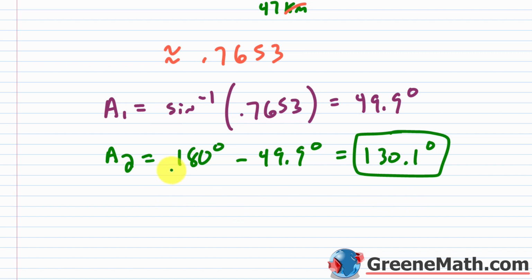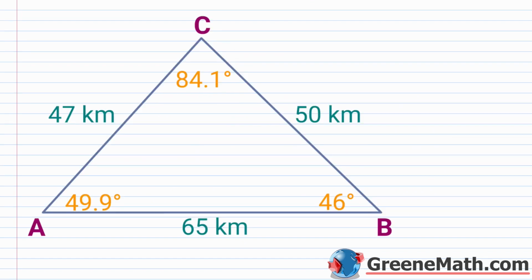So let's come down here to the first triangle, and I've already labeled everything. We already know that this guy for A, the measure is 49.9 degrees. We know the side opposite is 50 kilometers. We know that our angle B is 46 degrees. We know the side opposite is 47 kilometers. And then for angle C, this is just me saying 180 degrees minus 46 degrees minus 49.9 degrees. That gives me 84.1 degrees.